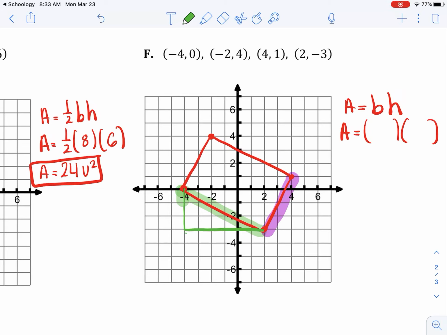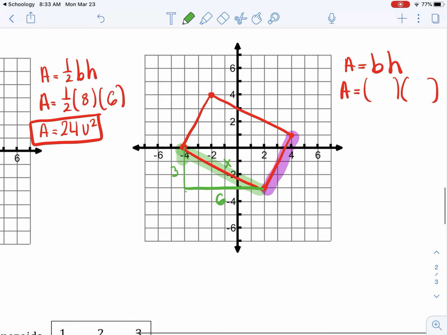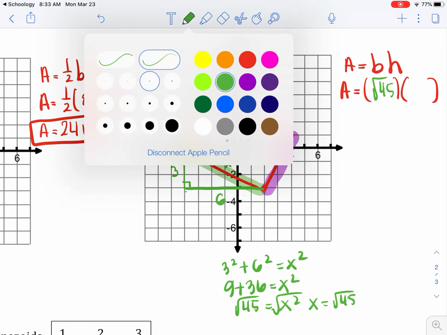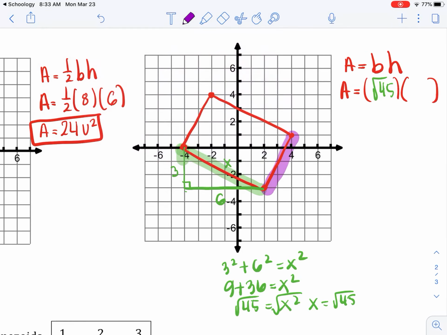There we go. All right, this is 3. This is 6. Pythagorean theorem to get that height, which I'll call x. Notice it's the hypotenuse I'm looking for. 3 squared plus 6 squared equals x squared. 9 plus 36 is equal to x squared. 45 is equal to x squared. Square root both sides. I get x is equal to root 45. So my base, root 45.